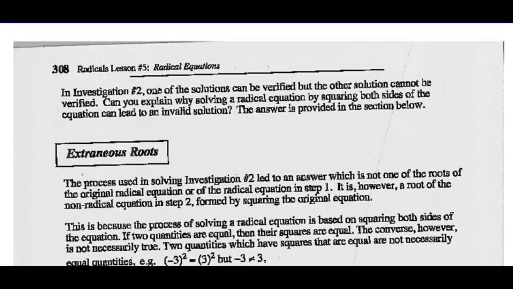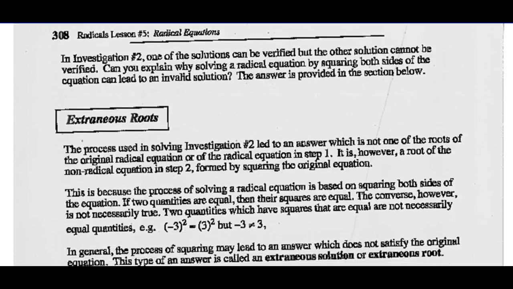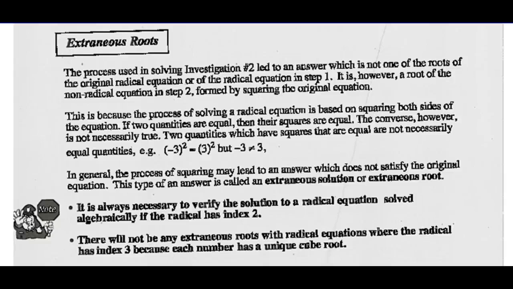All right, let's turn to the last page, extraneous roots, extraneous solutions. In investigation 2, one of the solutions can be verified, but the other one cannot. Can you explain why solving a radical equation by squaring both sides of the equation can lead to an invalid solution? So here's why it happens. The process used in solving investigation 2 led to an answer which was not one of the roots of the original radical equation, or of the radical equation in step 1. It is, however, a root of the non-radical equation in step 2, formed by squaring the original equation.